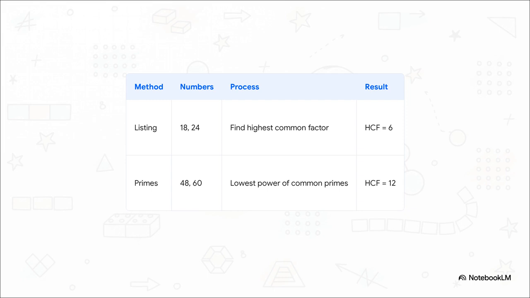You basically prime smash each number into its atomic structure. Take 48 and 60. You find their common primes, which are 2 and 3. Then, to pinpoint the overlap, you just take the lowest power of each common prime. The lowest power of 2 between them is 2 squared, and for 3, it's 3 to the power of 1. Multiply those together, so 4 times 3, and you get an HCF of 12. That's literally the highest common ground they share.